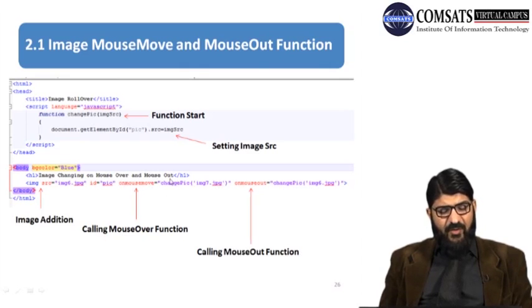This is on mouse move, so this is calling the mouse over function. And the next one is the on mouse out function, and here it is mentioning to roll back to the previous image, that is image6.jpg. So on mouse over function and on mouse out function, the pictures will be changed accordingly.